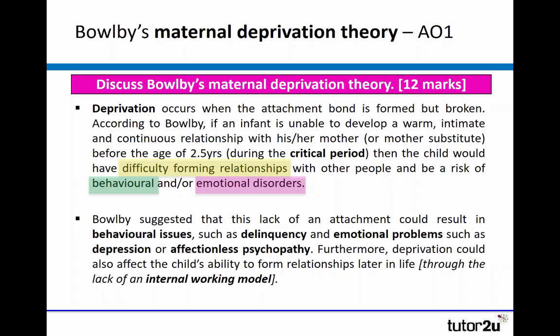You could then say how it's going to affect their ability to form relationships. So by not having that internal working model, they're going to struggle to form relationships later on in life. So what you're doing here is bringing in an example for each of these. So that on the screen now would be your AO1 for this particular essay, okay?